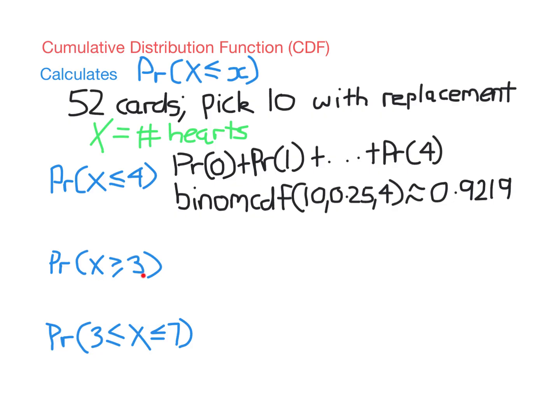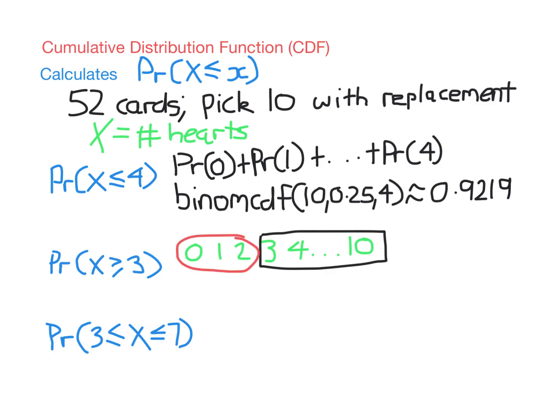What if I wanted to calculate the probability x is greater than or equal to 3? Well, the CDF only calculates the probability up to and including a value, not more than a value. So how would I do this? If I want to calculate the probability x is greater than or equal to 3, note x can take values 0, 1, 2, 3, 4, all the way up to 10 in this particular question. So what I'm asking for is this, but the CDF can only calculate something like this. But of course, all of these probabilities add to 1.